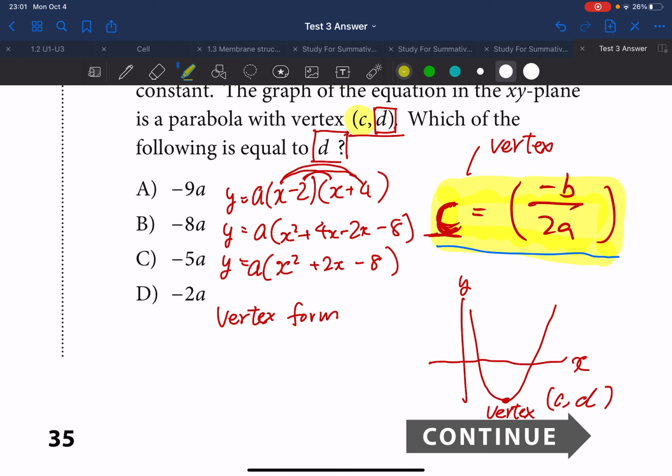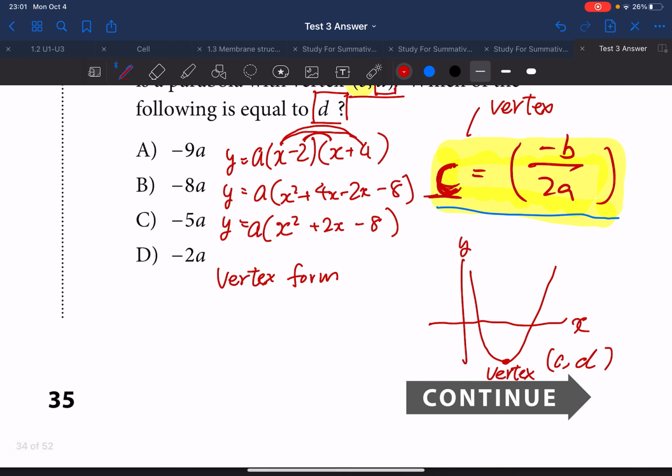this c. Okay, what was the formula? c equals minus b over 2a. Okay, in this case, x squared is a, 2x is b, and negative 8 is c. Okay, let's think about it like that. The coefficient of x squared is 1, right? Obviously, and then b is 2 and c is negative 8, right?